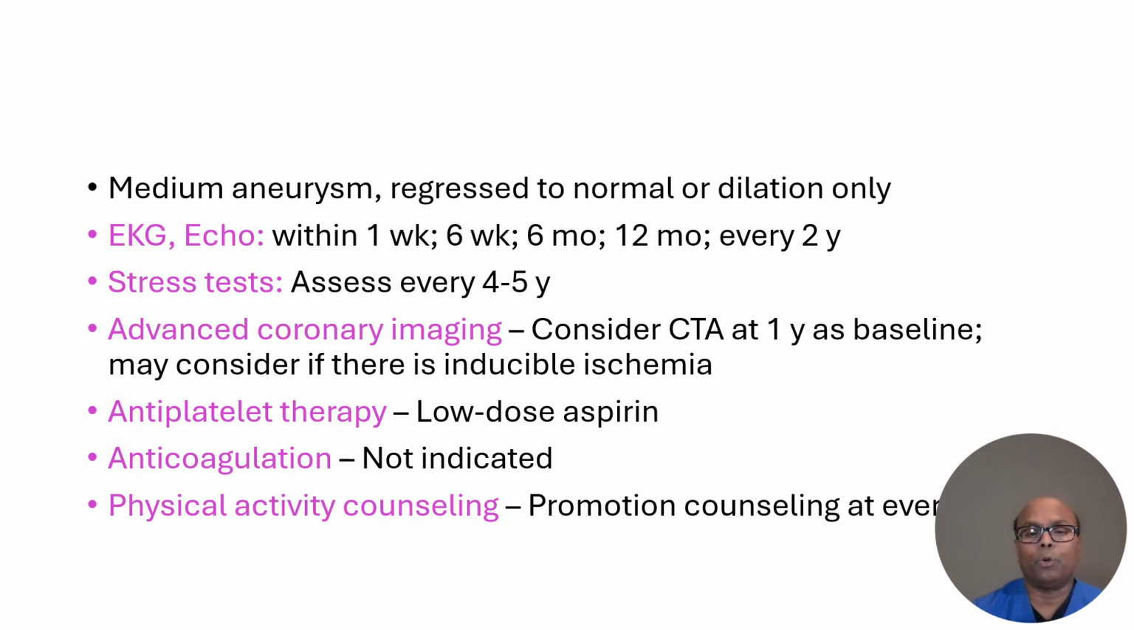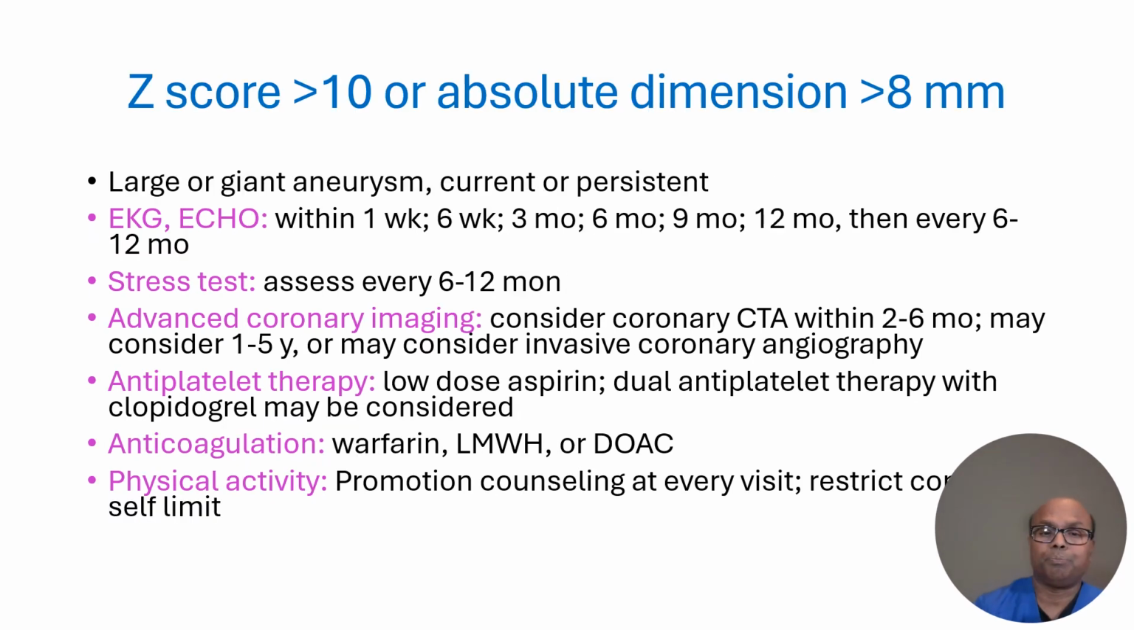The third category is medium aneurysm regressing to normal or dilation only. Echo needs to be done within 1 week, 6 weeks, 6 months, 12 months, and every 2 years. Stress test every 4 to 5 years. Coronary imaging, CTA at 1 year as baseline, may be considered if there is inducible ischemia. This patient needs only low-dose aspirin, no anticoagulation needed, and promote counseling at every visit.